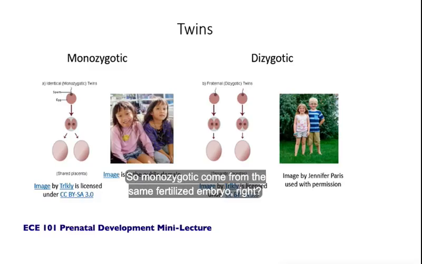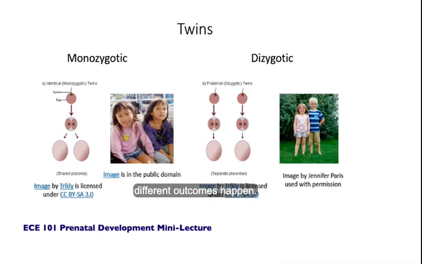So monozygotic twins come from the same fertilized embryo, right? That embryo divides and makes 2 identical copies of itself. And depending on when that happens, different outcomes happen. But you can see in the image there, those two little girls are identical twins.